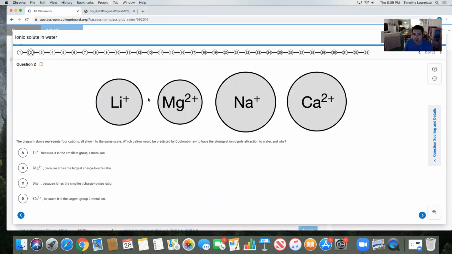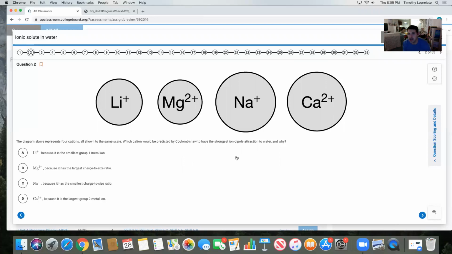So we have lithium plus, Mg2 plus, sodium plus, calcium 2 plus, and we see their relative sizes. Period 2 on the periodic table, period 3. The diagram above represents 4 cations, all shown to the same scale. Which cation would be predicted by Coulomb's law to have the strongest ion dipole attraction to water, and why?